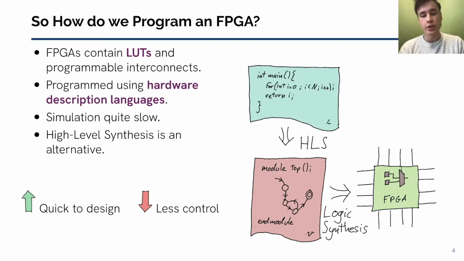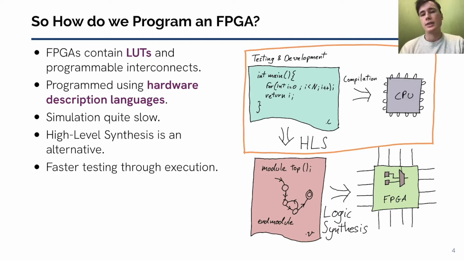One possible alternative to this is to use a high-level synthesis tool instead to generate the hardware. This allows the designer to actually write C code and software code, which is then translated into hardware. And this means that it's much faster to design hardware because one can reuse the whole software ecosystem, but one has less control over the hardware itself. And testing can also be much faster that way because one can just compile the software onto a CPU and run it there before generating the actual hardware out of it.